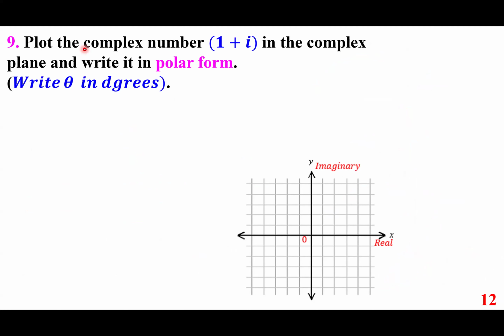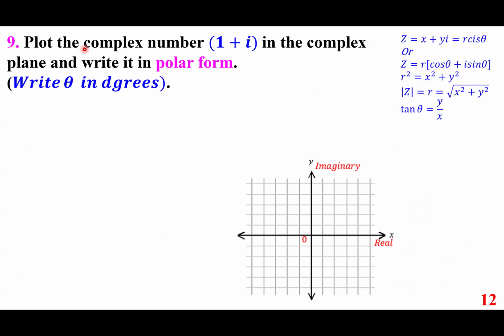Plot the complex number 1 plus i in the complex plane and write it in polar form. Write theta in degrees. Okay, first and foremost, a complex number a plus bi, we've seen it before, x plus yi, we can write it in the form of r cis theta.